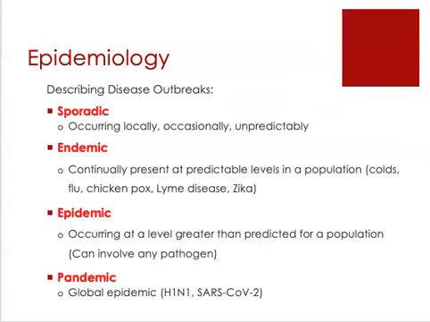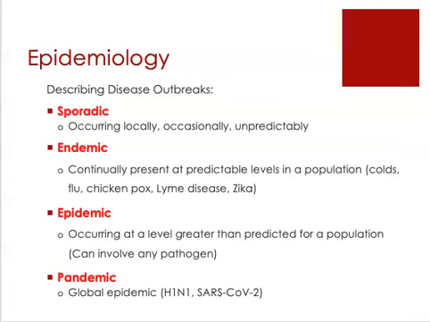Think, for example, about the common cold or something like influenza. Those two diseases are caused by pathogens that are endemic in the United States. They are here. They're always here. And we can predict when we see more cases of the common cold or of the flu.